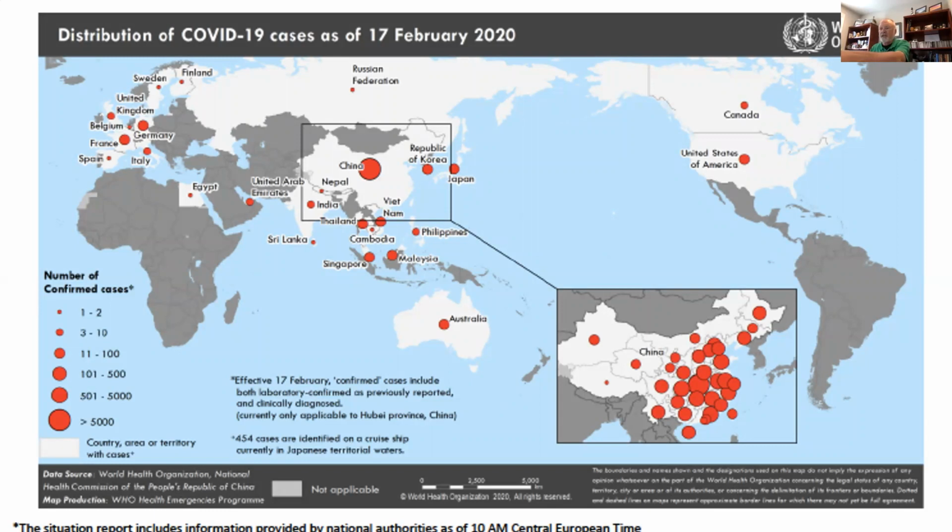What was interesting is that 454 cases were on a cruise ship stuck off the coast of Japan. So on cruise ships, definitely, it was contagious. It moved around. Nobody was really sure about how it happened. We're pretty sure now that it has to do with what's in the air.